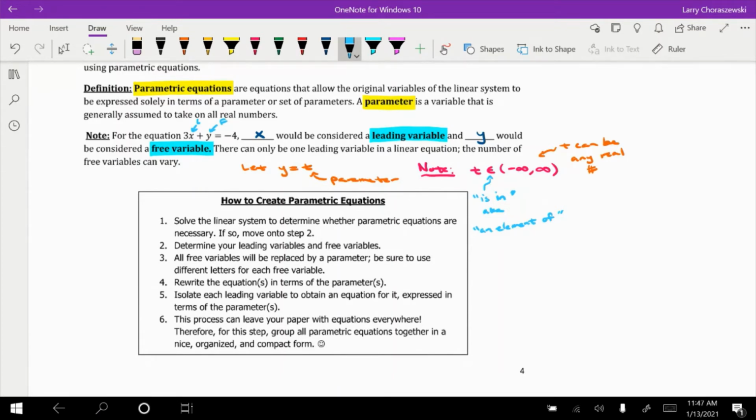Number 5 is something I just touched on. Isolate each leading variable to obtain an equation for it. This will be expressed in terms of the parameters. Number 6 says this process can leave your paper with equations everywhere. So this is just a matter of advice from Mr. C here, to be organized with your work with parametric equations. It's very easy to get caught up and lose track of the process of defining them. So I'll show you a 3-step process that I do, which really helps us to avoid making that error.